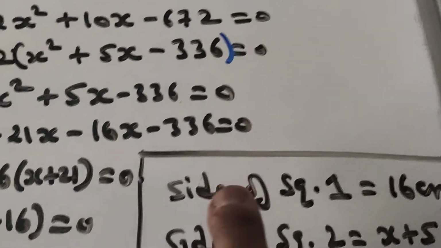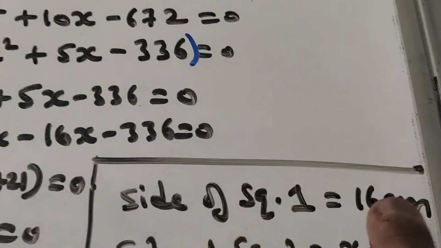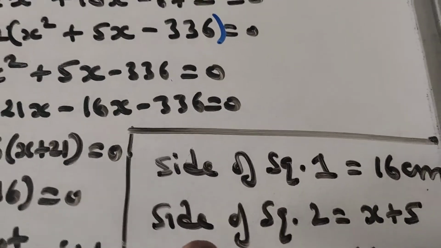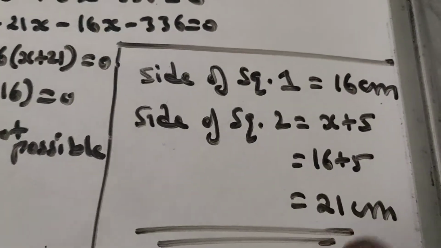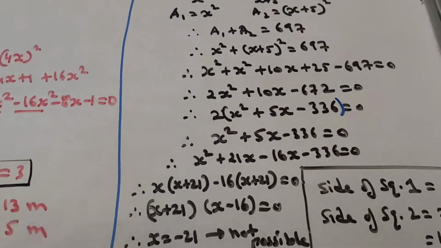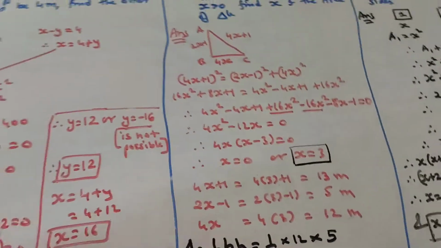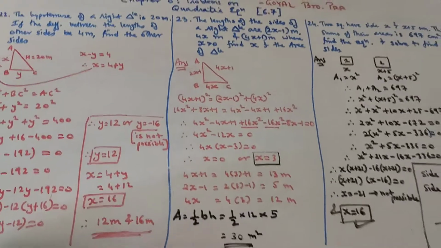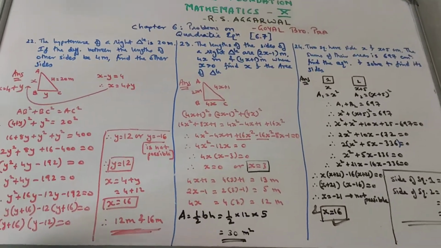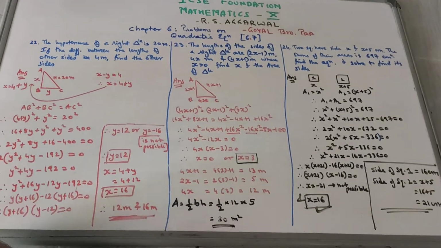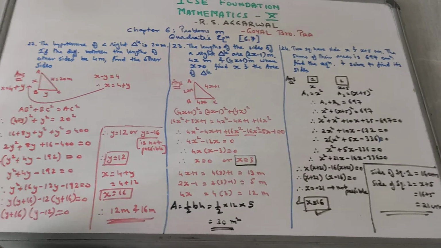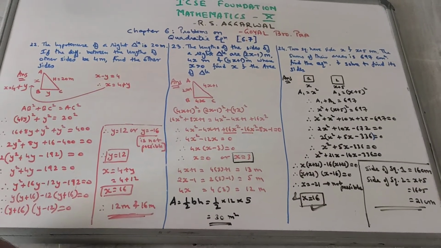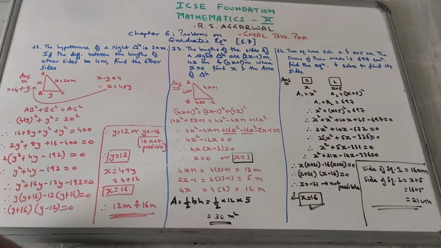So side of square 1 is x, that is 16 centimeter, and the side of square 2 is x plus 5, so 16 plus 5, that will give you 21 centimeter. I hope you understood these three sums. It is pretty simple, and these sums are likely to be asked in the board examination. If you have any doubts or any questions, please ask me in the comment box. I will rectify it.